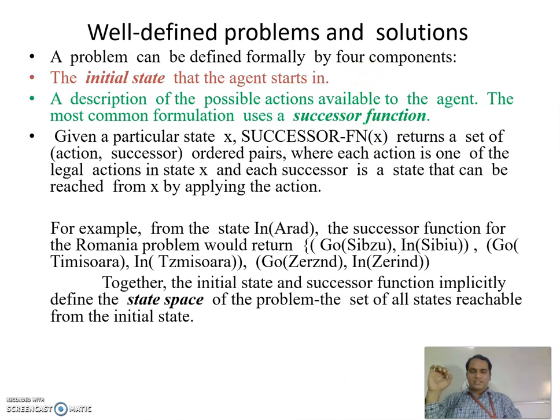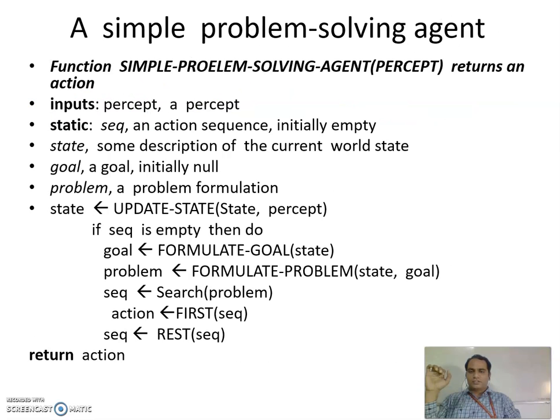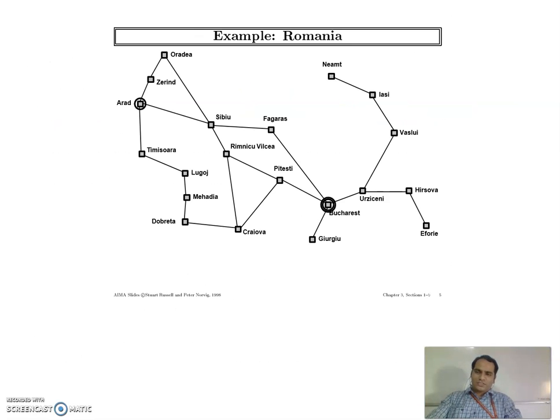So for example, we have seen this particular map. From the state of Arad, if you go to Sibiu, then you will be in Sibiu. From the state of Sibiu, if you go to Fagaras, then you will be in Fagaras. So go Sibiu, in Sibiu; go Fagaras, in Fagaras; go Bucharest, in Bucharest. This becomes the successor things. For Arad, Zerind, Sibiu, Timisoara are three successor states. Go to Zerind, you will be in Zerind. Go to Sibiu, you will be in Sibiu. Go to Timisoara, you will be in Timisoara. So let us try to understand this.